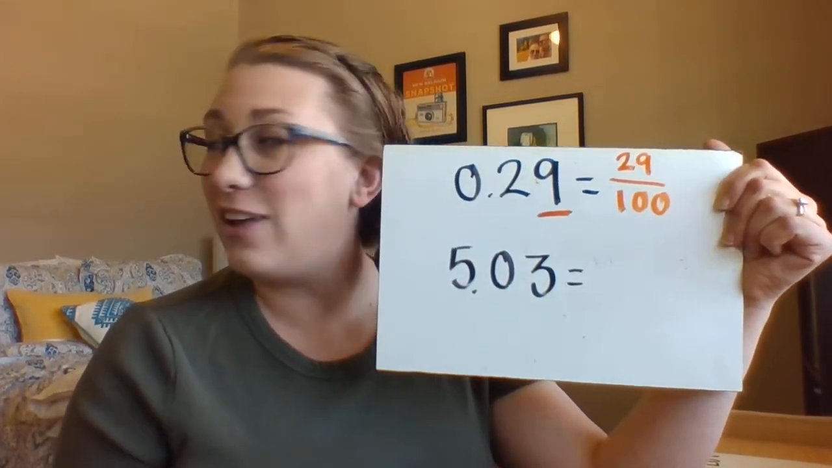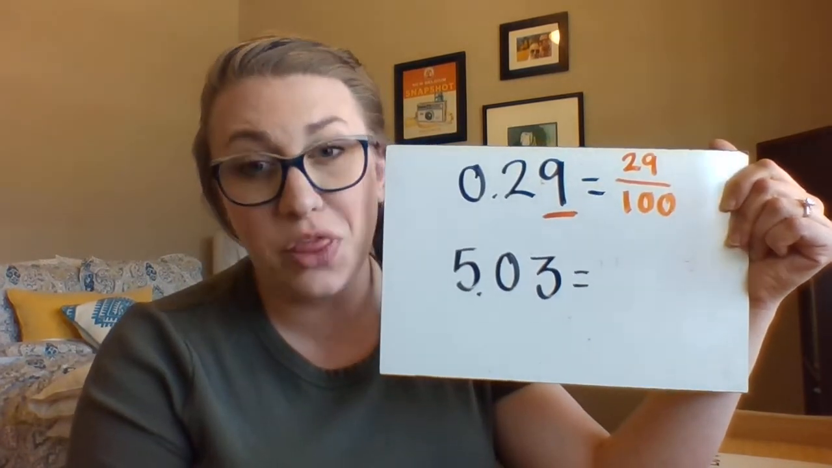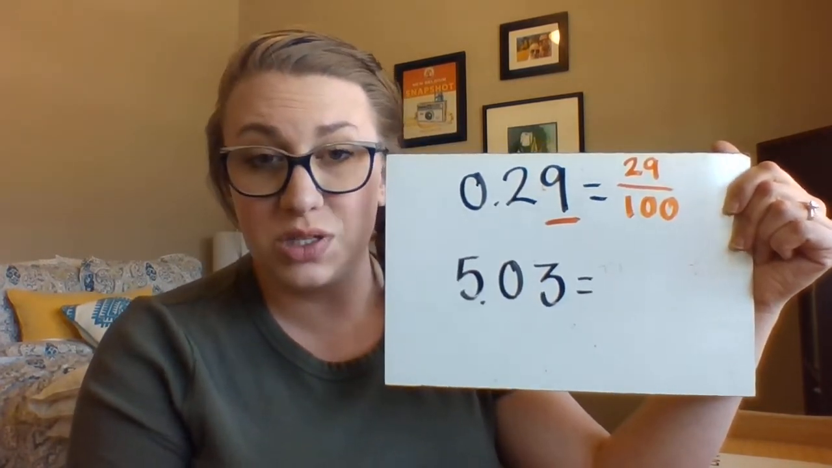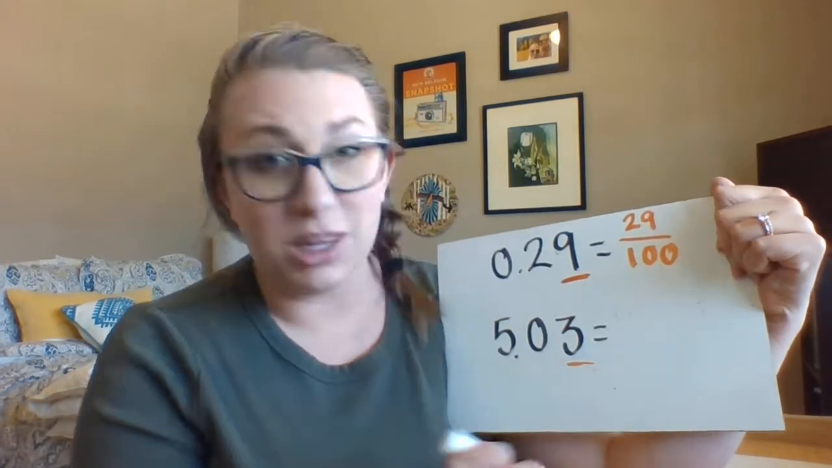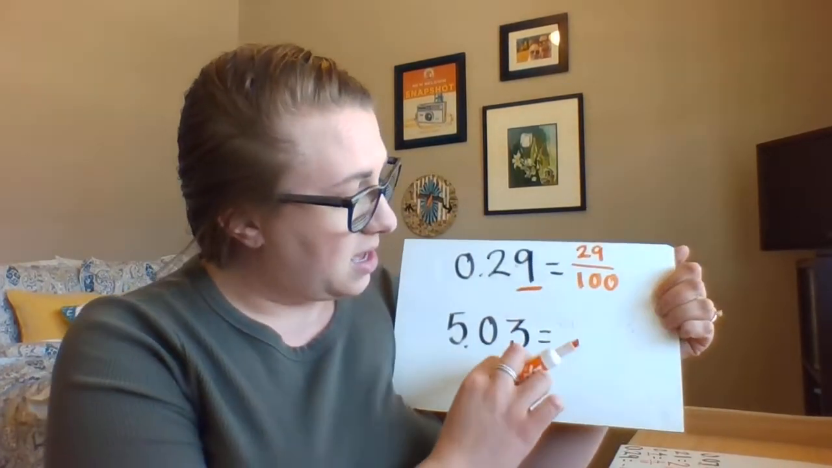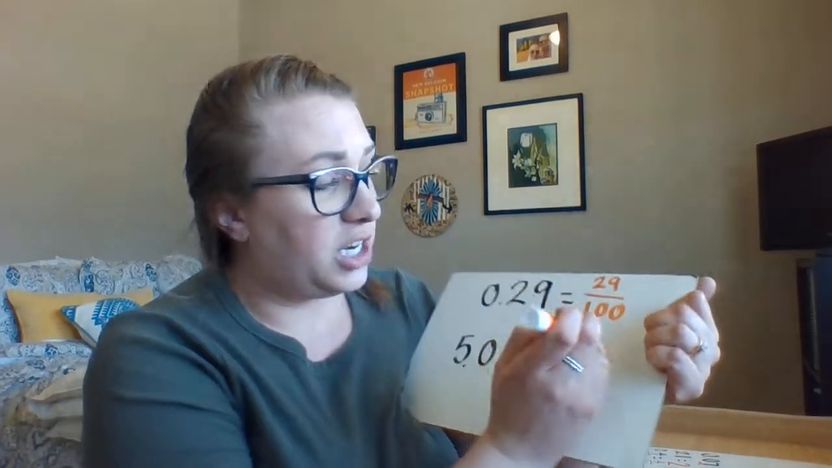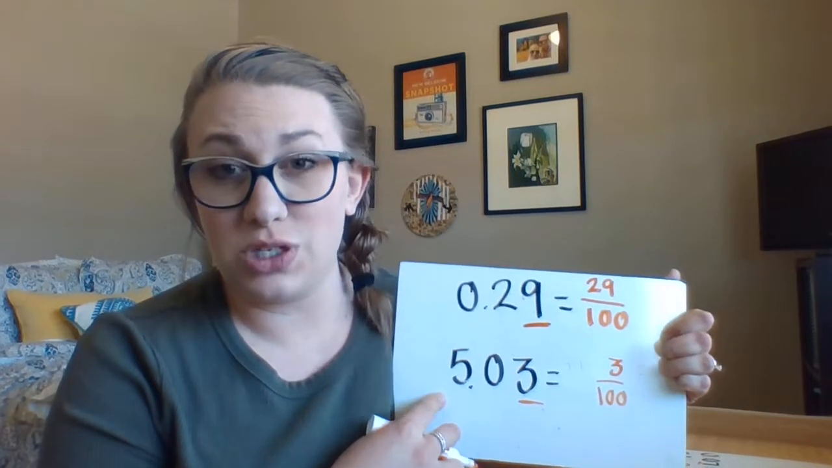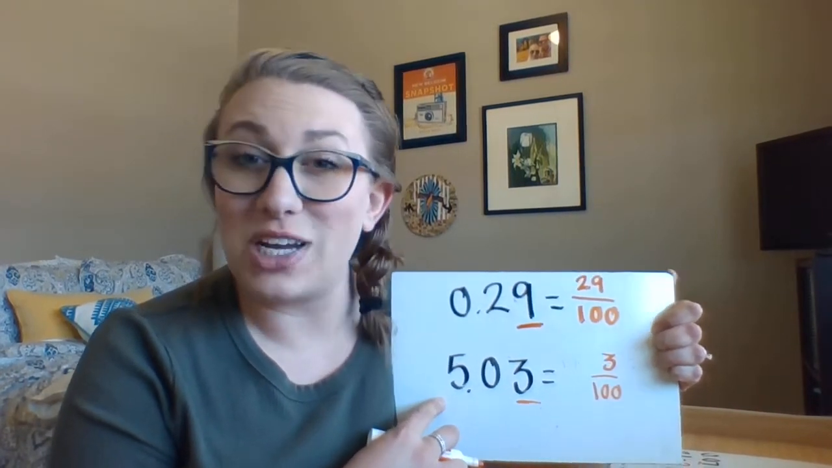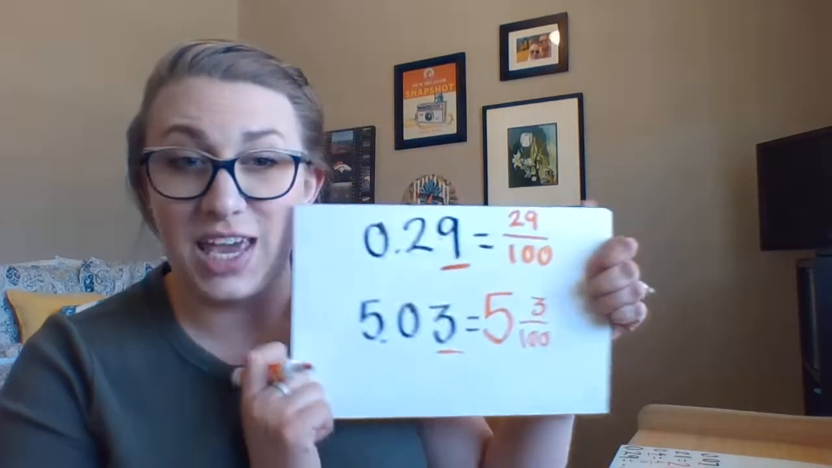Last one here, 5.03 or 5 3/100ths. Well, I already see that I'm in the hundredths place. My numerator is that decimal number, it's a 3. I already said we're in the hundredths place. Oh, and guess what? There is a whole number to the left of the decimal point. That number is 5. So I get 5 3/100ths.